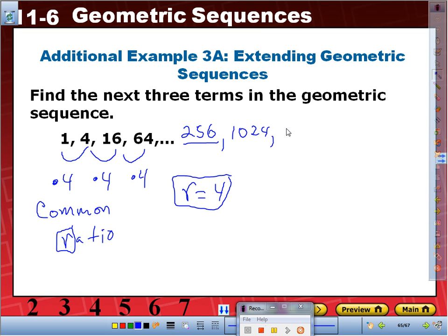1024. And the last one? 4096. Hands if you got that? Okay. So far, notice that we got that step down, right? Let's do another one. Here we go.